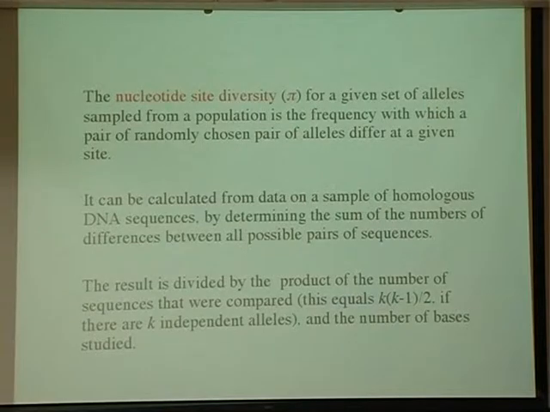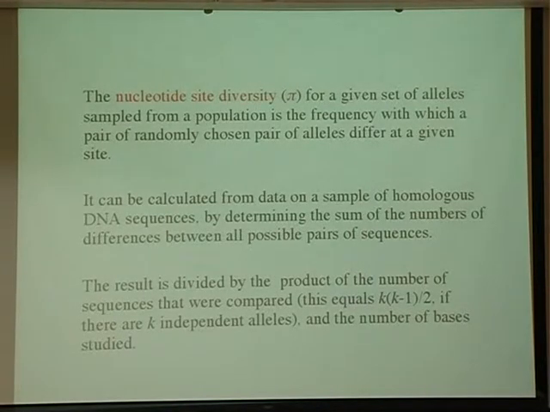So one measure of variability is what's called the nucleotide site diversity. We take a pair of randomly chosen alleles and we can ask what's the frequency with which they differ at a given site. Let's see how we can calculate that from the data. What we do is we take all possible pairs of different sequences and determine the numbers of differences between them. So there's actually 3 possible pairwise comparisons here with 3 sequences.